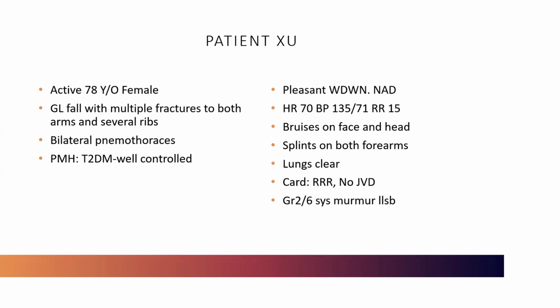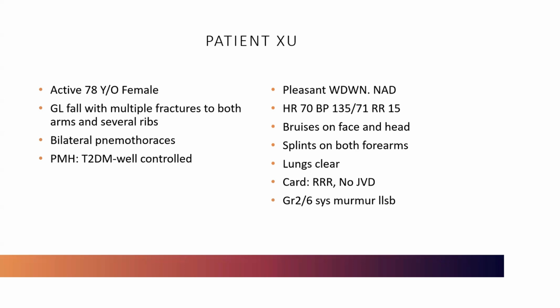and extremely active. So she was a pleasant, well-developed, well-nourished female who was in no acute distress at the time that I saw her today. Heart rate at the time was 70, blood pressure 135/71, respiratory rate 15. She really looked great sitting in the chair, although she had bruises on her face and head, as you would expect. She had splints on both arms. One arm was in a sling. And in spite of her bilateral pneumothoraces, which had now resolved, her lungs were clear. Cardiovascular exam was not that remarkable, other than a grade 2/6 murmur, and she didn't have any jugular venous distension.